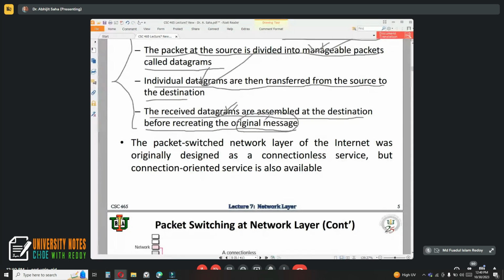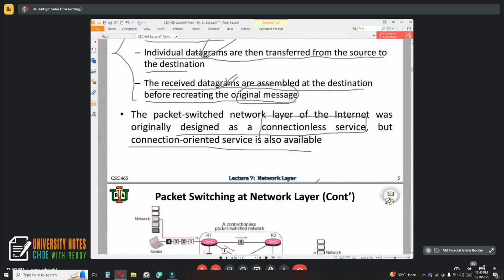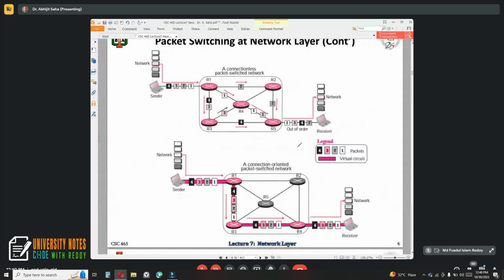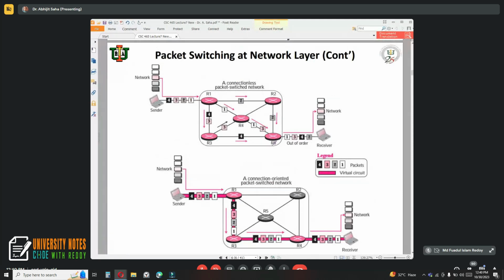Then after receiving all these smaller packets, you assemble them to recreate the original message. The packet switch network layer of the internet was originally designed as a connectionless service, but connection-oriented service is also available. We can see this now with the example figure here, the connection-oriented and connectionless.